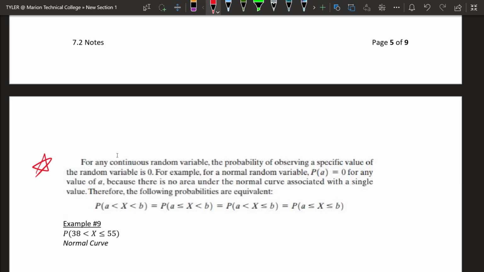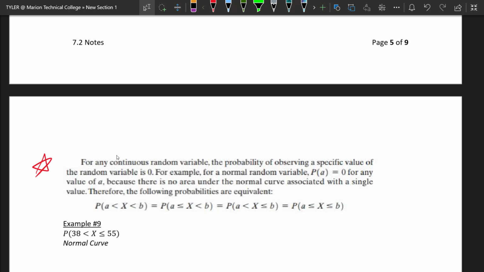It says for any continuous random variable, the probability of observing a specific value of the random variable is 0. So for example, for a normal random variable, P of a is equal to 0 for any single value of a, because there's no area under the normal curve associated with a single value. Therefore, the following probabilities are equivalent. So as we looked at before, with a continuous random variable, if I find the probability at a specific value, that probability is always 0. And that's why we always look at an interval of values.